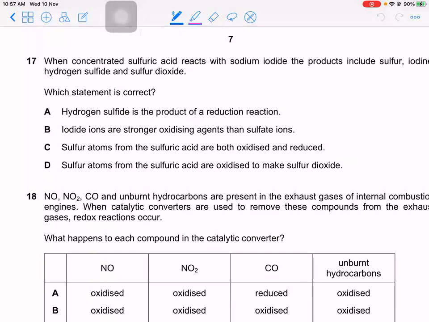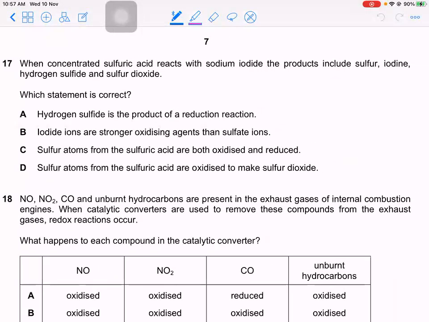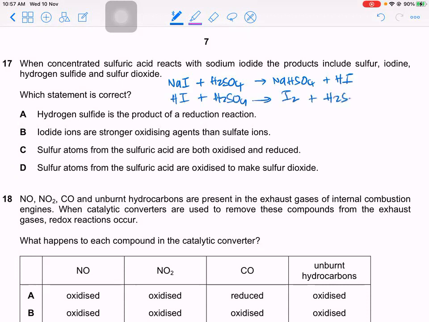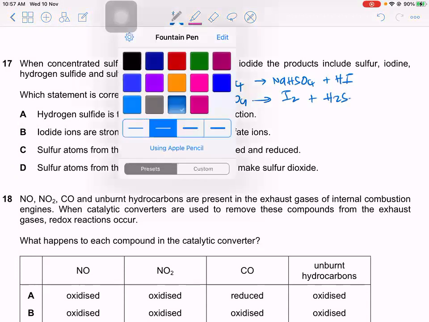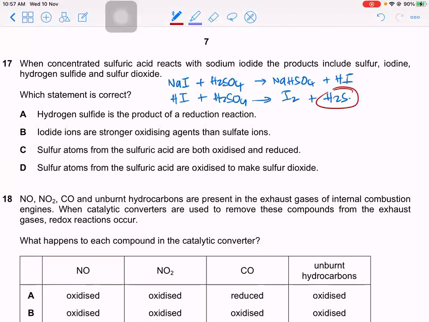Question number 17. When concentrated sulfuric acid reacts with sodium iodide. So do you remember? NaI with H2SO4 gives you NaHSO4 plus HI, but it doesn't stop here. HI further reacts with H2SO4 to give I2 and H2S, hydrogen sulfide gas. Yes, and I told you, hydrogen sulfide gas is not produced directly. It could give SO2, and then sulfur, and then H2S. In SO2, sulfur is +4. Here it is 0. Here it is -2. So you can get all these products also.